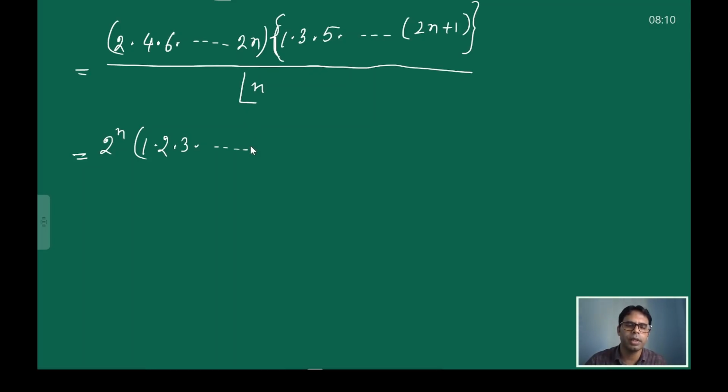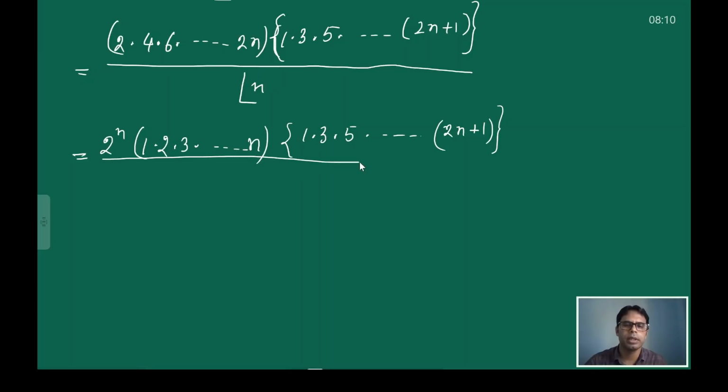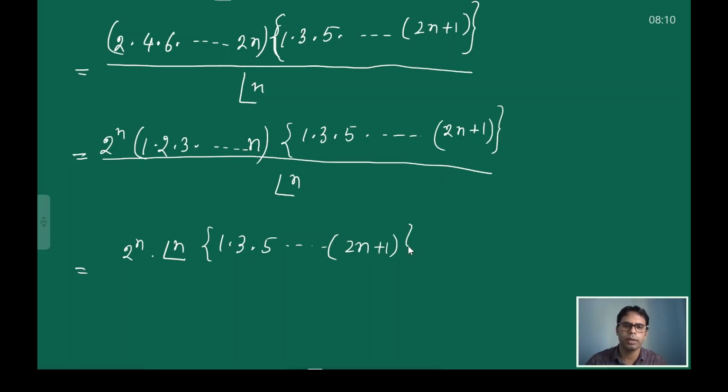2 is taken away, then it is n here. And here the terms are 1, 3, 5, and so on up to 2n plus 1, and the whole term is divided by factorial n. So that is equal to 2 to the power n, and you see 1, 2, 3 up to n is nothing but the factorial of n, and it is 1, 3, 5, and so on up to 2n plus 1, and the whole term is divided by factorial n.